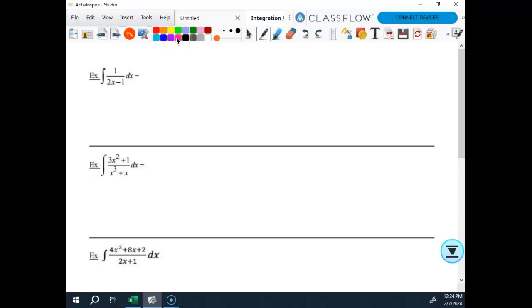Okay, so let's look at this one. All right, what would you pick for u? 2x minus 1. Okay, so we're going to say u equals 2x minus 1. So du equals 2 dx. Does that look like it should work? Yes. But I need to multiply by a 2 over here, so a 1/2 goes out here. So I'll have 1/2 times the integral of 1 over u, and this matches my du.